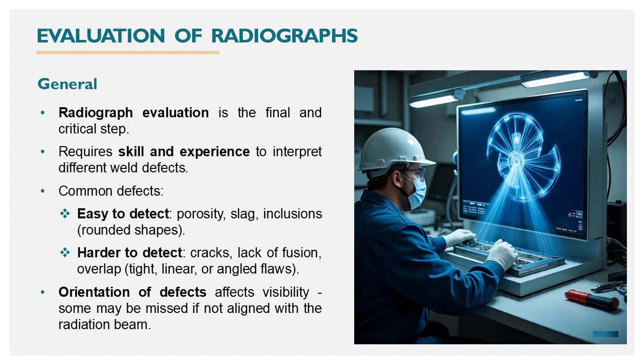Evaluation of radiographs. Generally, radiograph evaluation is the final and critical step, and requires skill and experience to interpret different weld defects. Common defects that are easy to detect: porosity, slag, inclusions, rounded shapes. Harder to detect: cracks, lack of fusion, overlap, tight, linear, or angled flaws. The orientation of defects affects visibility. Some may be missed if not aligned with the radiation beam.